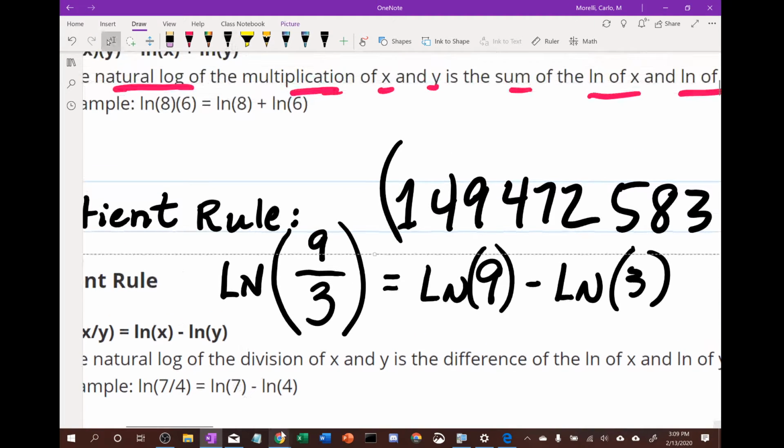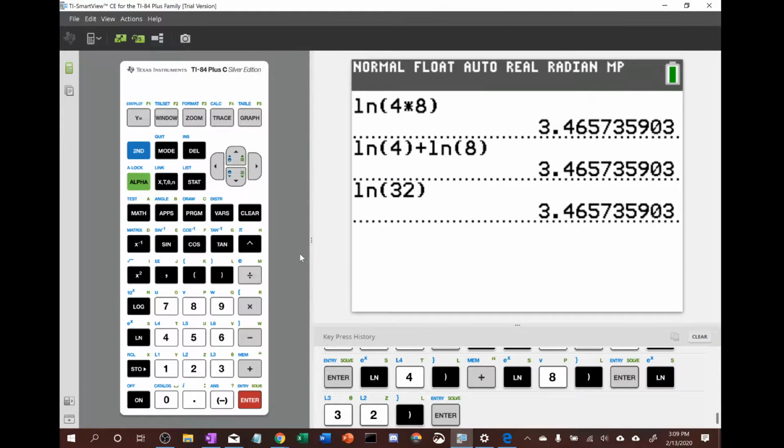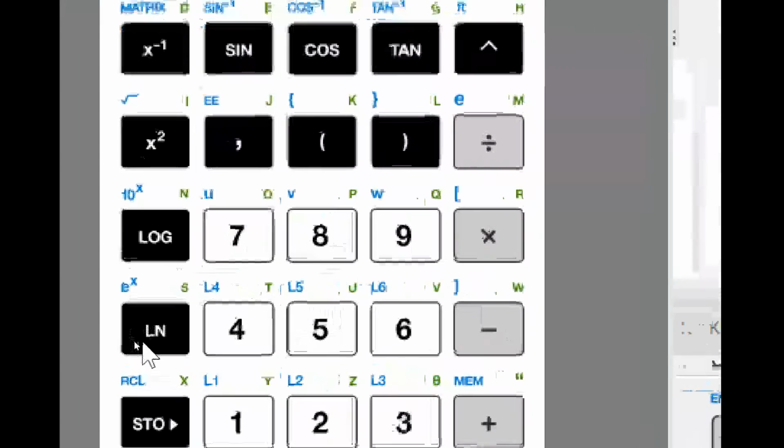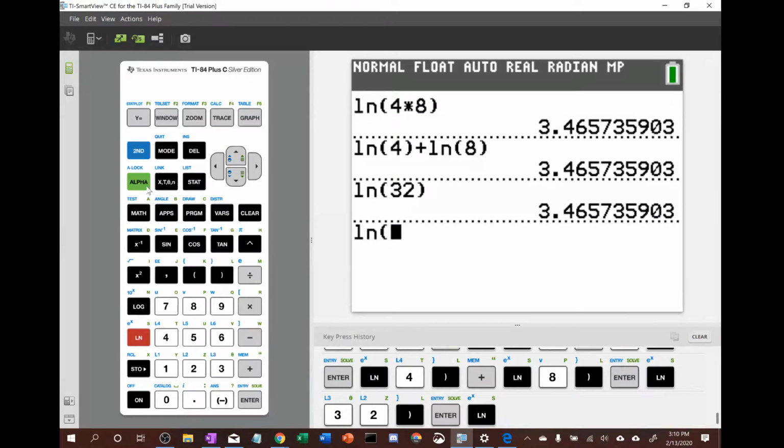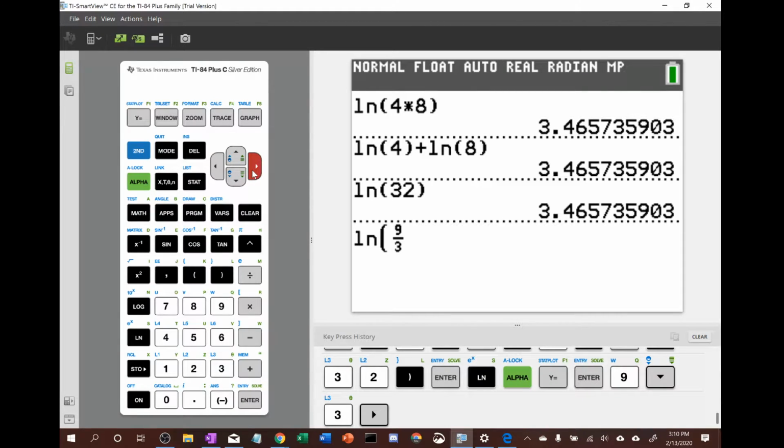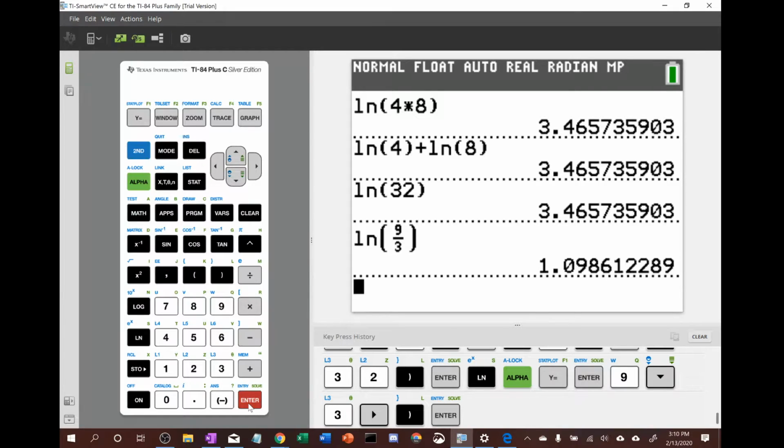Okay. So let's go to the calculator and type in, it's okay. Just type it in, ln, and then watch this carefully. Everyone needs to look up and watch this. To put a fraction in, you hit alpha y equals, enter. Nine over 3, and then you need to hit the right arrow, or else you'll put a little tiny close parenthesis in the denominator. You want to put a big old close parenthesis right there. Now hit enter. And we don't really care about this number.